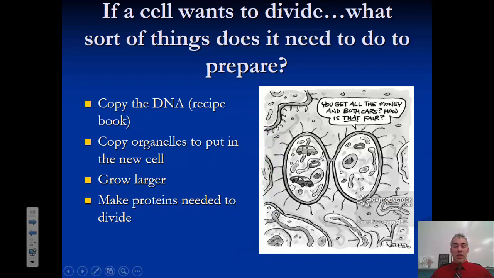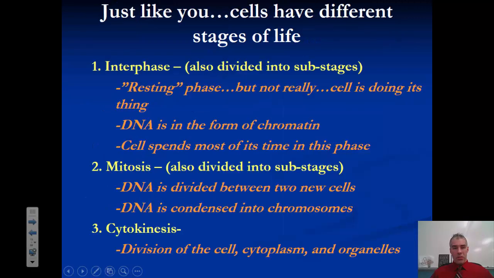You'd also have to copy all of the organelles. You'd have to increase the cytoplasm because it's going to grow larger. You don't want to be much smaller than you were originally. And you also want to make proteins that are necessary for division to happen. And those are all things that the cell will actually do before it goes through mitosis.